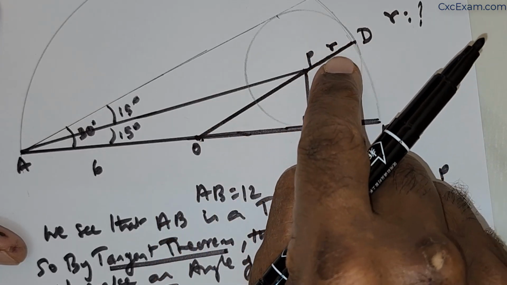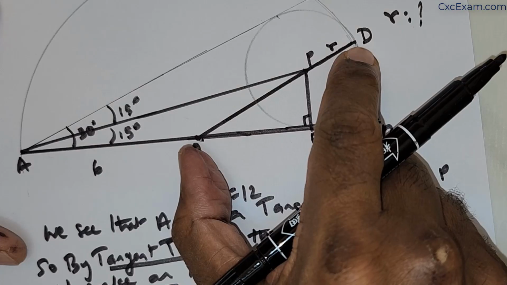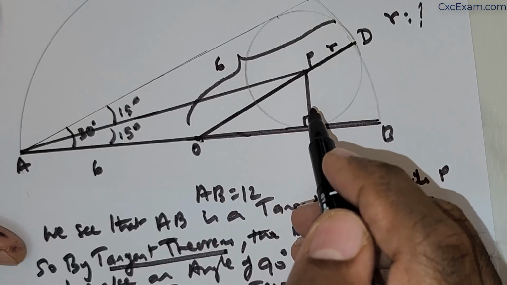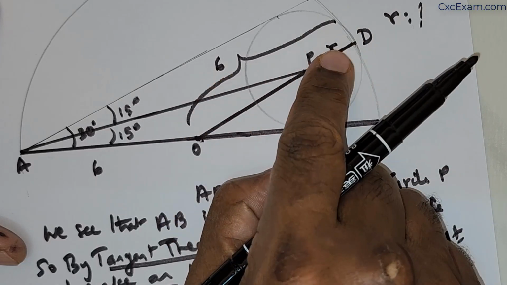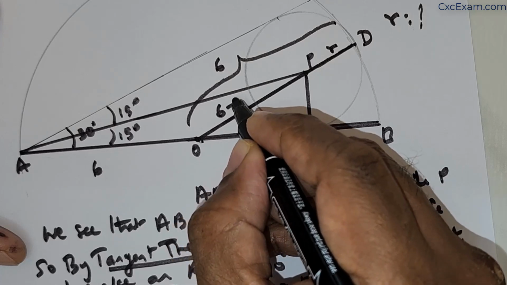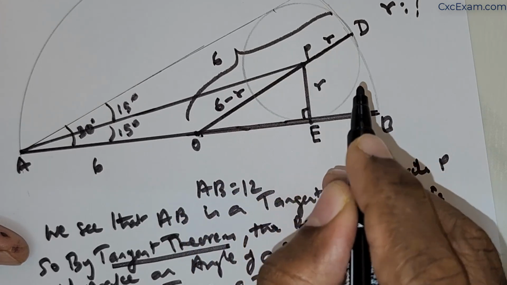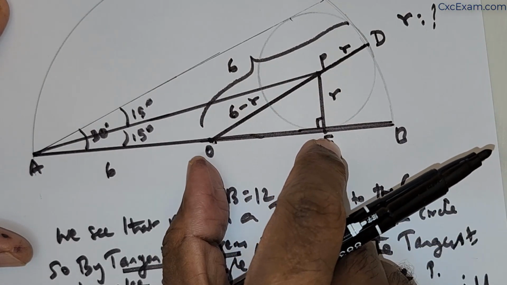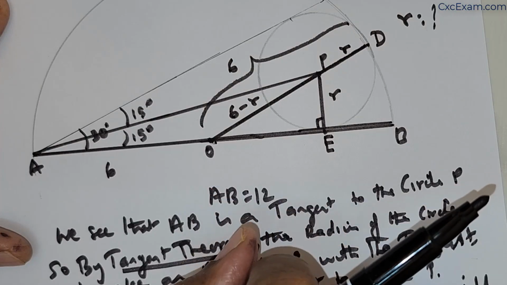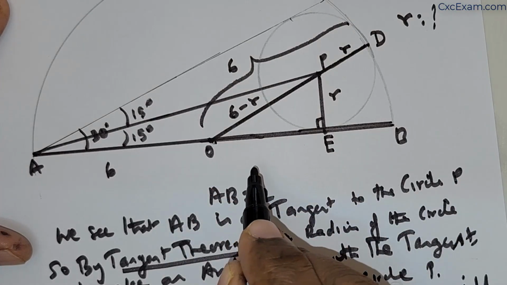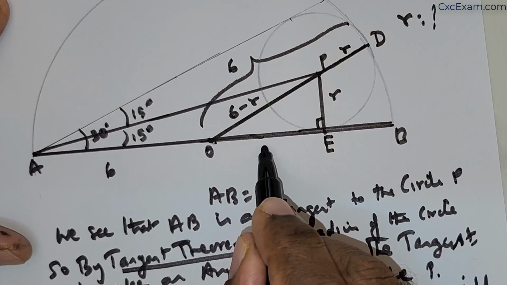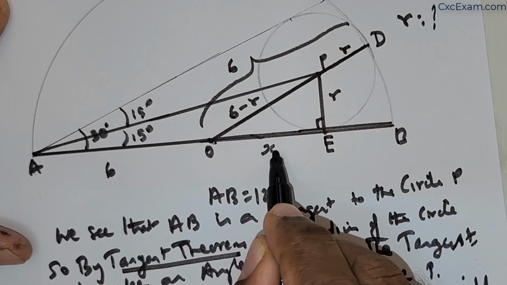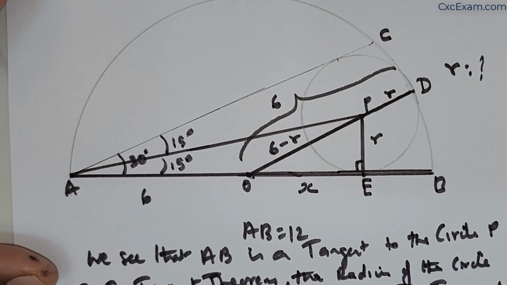So this is R units. This entire thing is going to be 6 units. So this distance, from 6 you take away R, so this distance is 6 minus R. This distance is R. And this distance, we do not know, so we can assign some value for this. Let me take this as some x. So that is going to be the figure we will be using now.